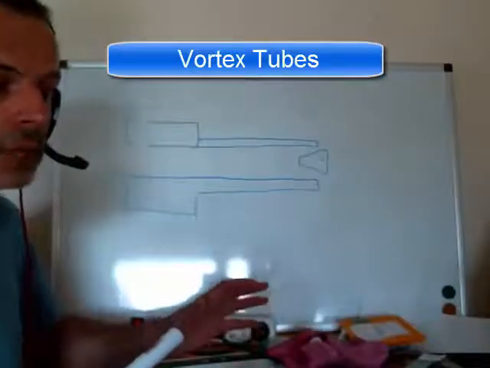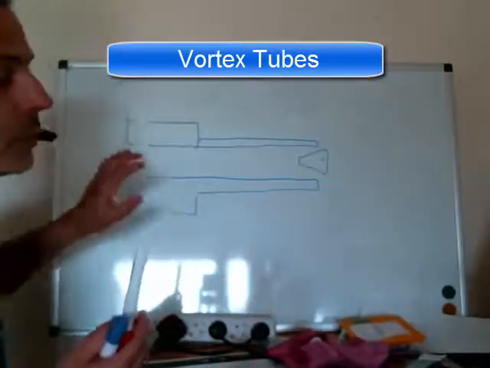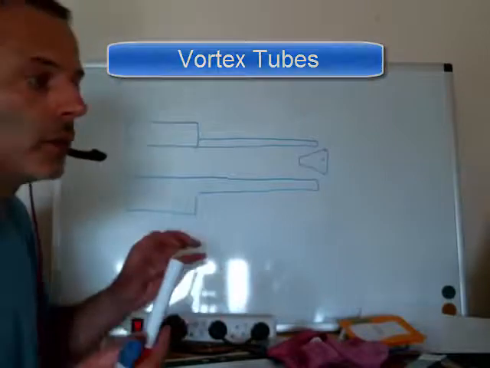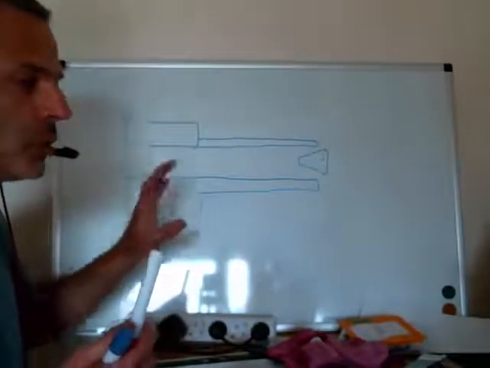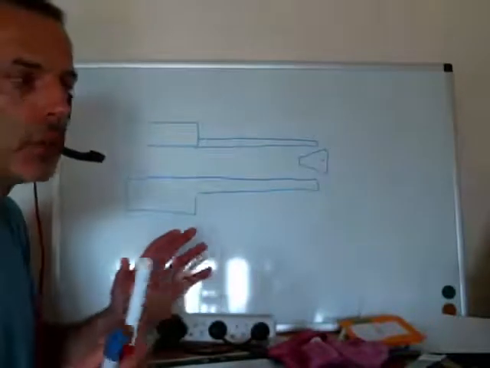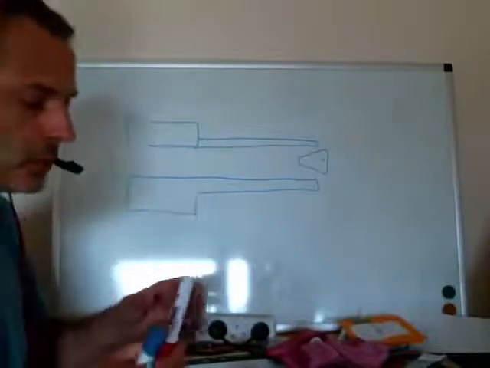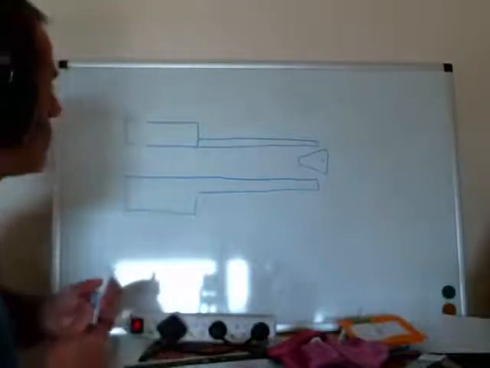This video is about the Vortex Tube. That's a device that separates compressed air into a warm stream and a cold stream, and it does it in an interesting way related to physical chemistry. So what happens in the Vortex Tube?